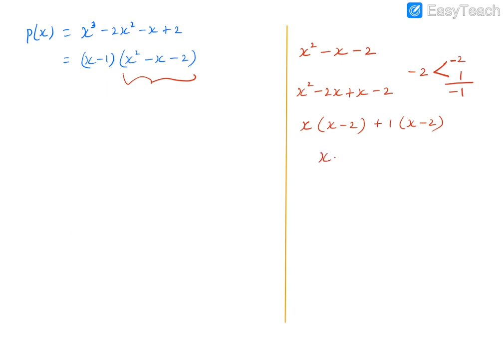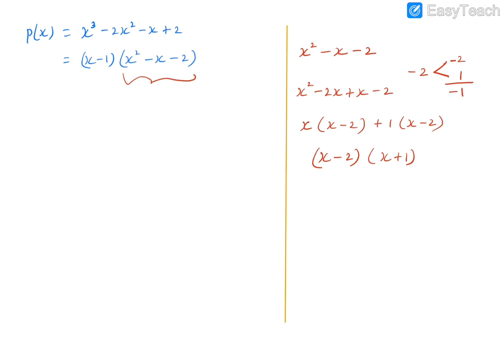So now we can take this x minus 2 as a common factor, and then we have x plus 1 as the remaining term. So x minus 2 multiplies this x, so we have this x here, and the x minus 2 multiplies this plus 1, so we have the plus 1 here. So x minus 2 into x plus 1.